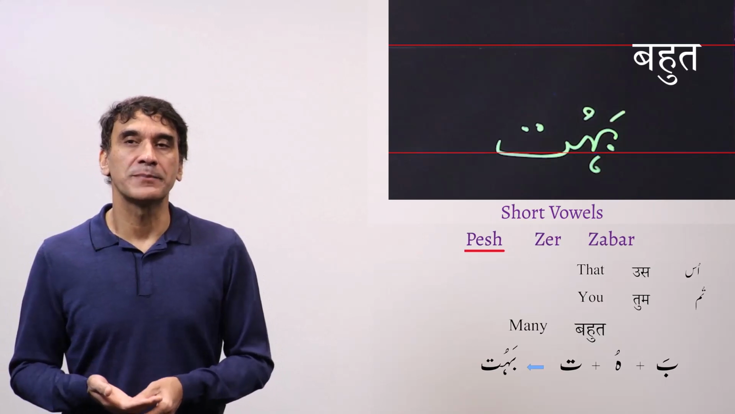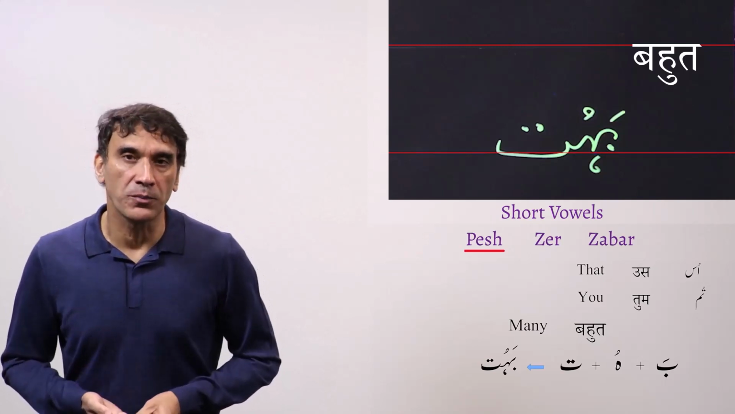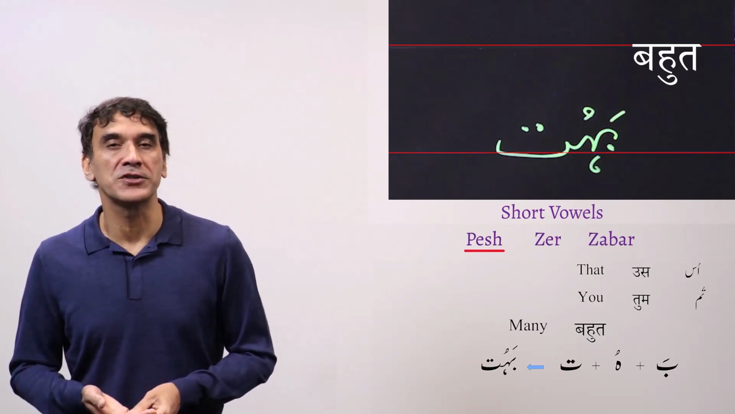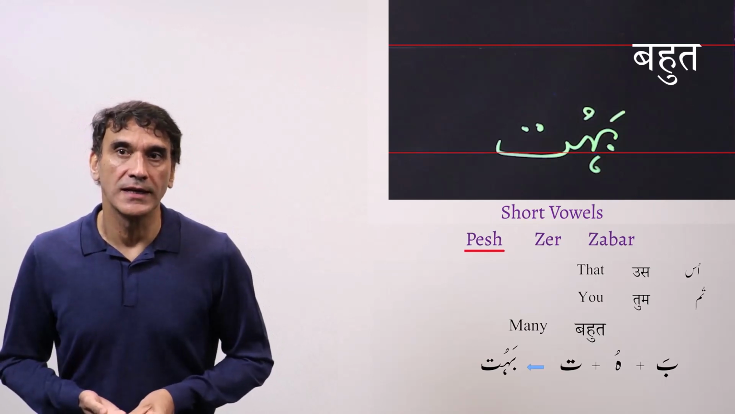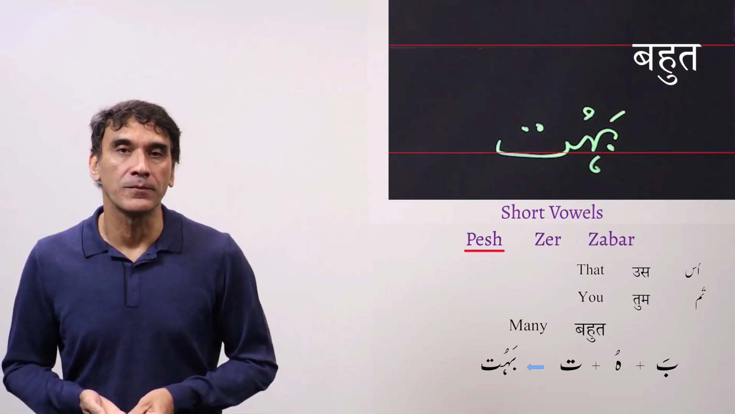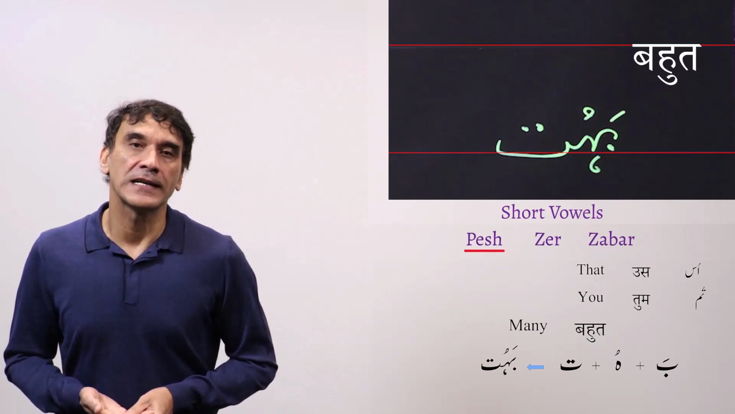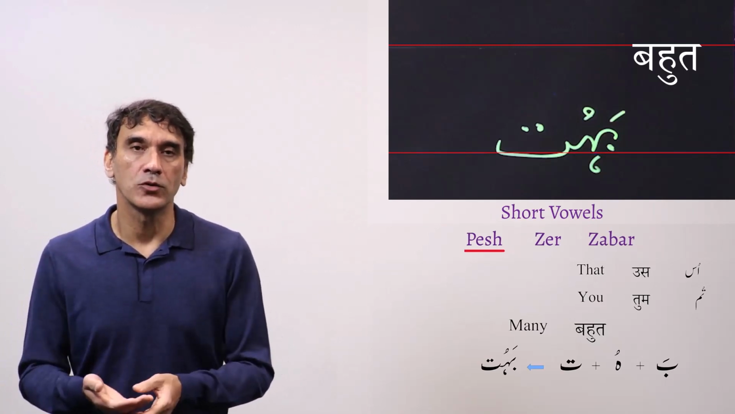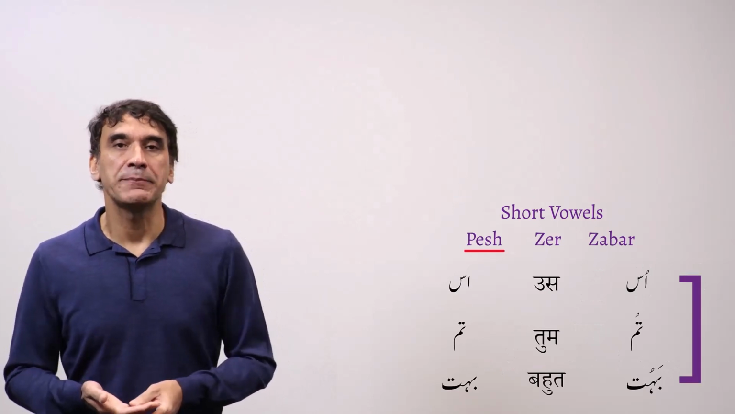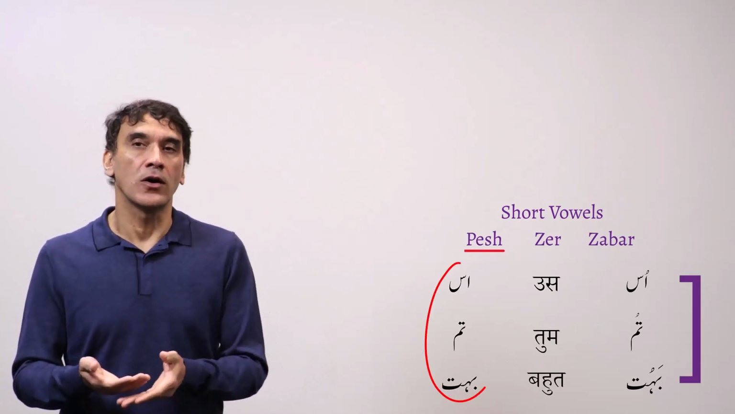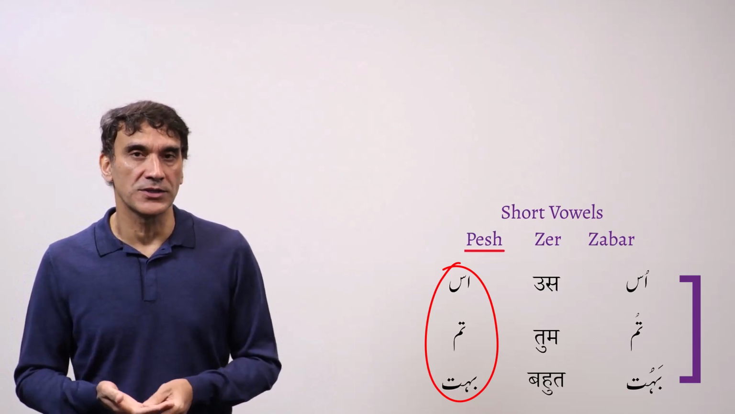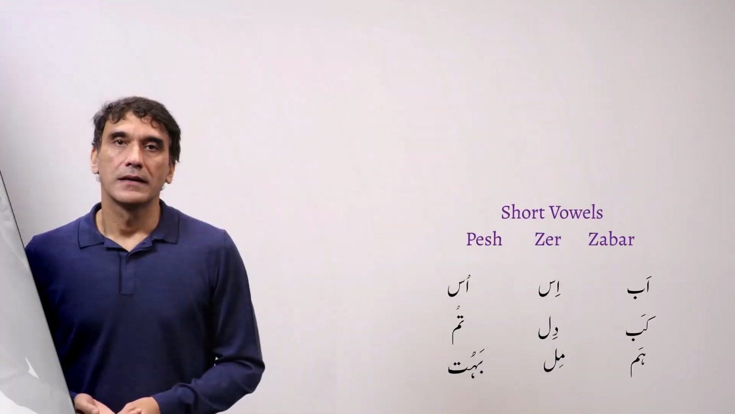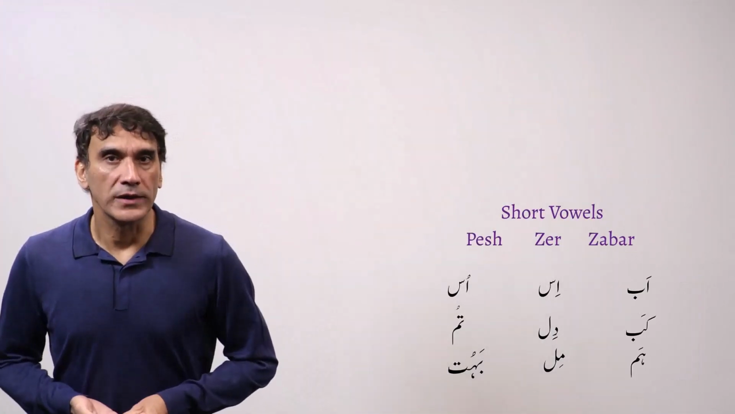The first letter is Be, so it will take the initial form and connect to Choti He, which is in between two consonants, and Choti He will take the medial form. Te is the final letter, so it will take the final form. So Bahut. And finally, keep in mind all these words too are also frequently written without Pesh, as you can see here.